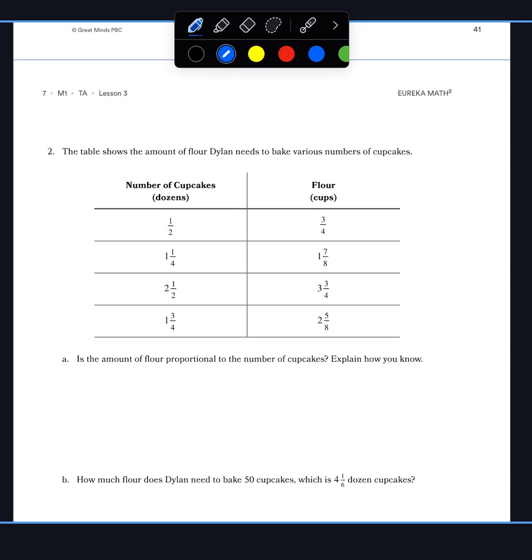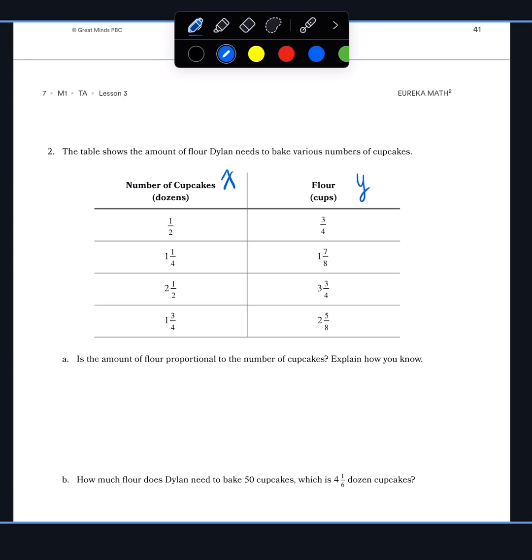Let's dive right in. Problem number 2 tells us to look at this table and determine the amount of flour Dylan needs to make a various number of cupcakes. So the left side is always going to be X and the right side is always going to be Y. Let's rewrite that here. There we go.